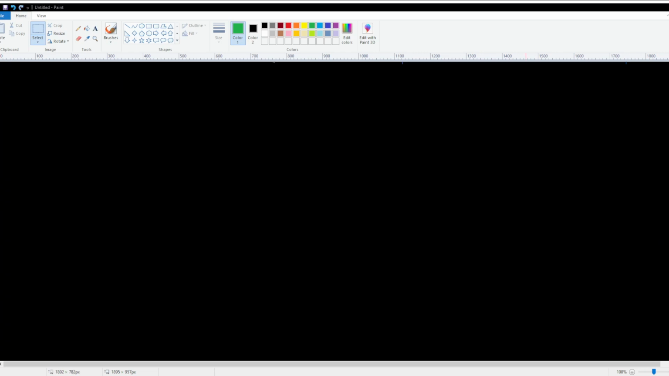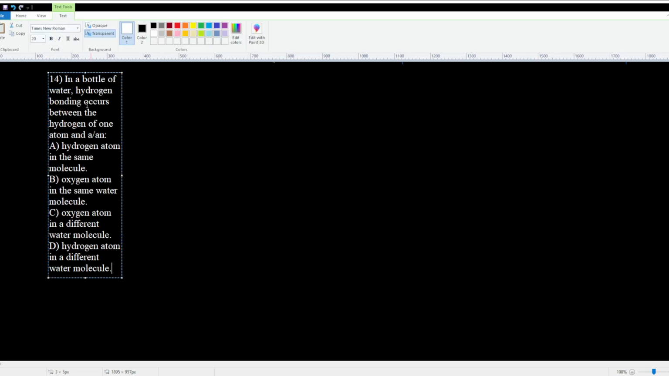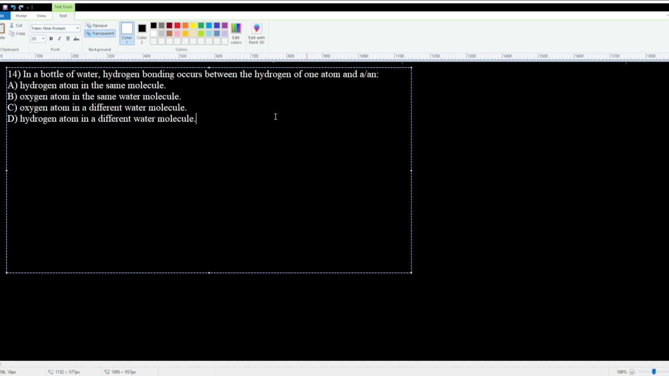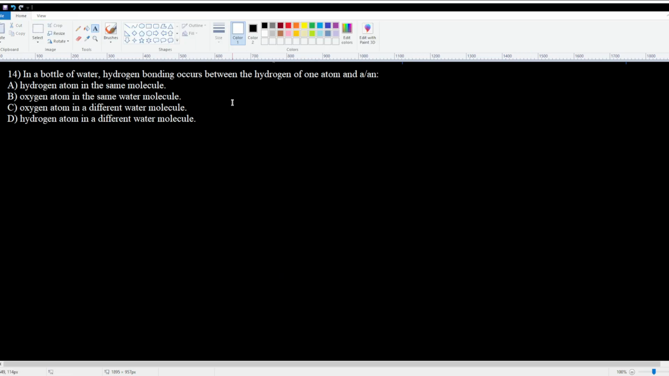Okay, moving on to question 14. So, question 14 is saying, in a bottle of water, hydrogen bonding occurs between the hydrogen of one atom and A, a hydrogen atom in the same molecule, B, an oxygen atom in the same water molecule, C, an oxygen atom in a different water molecule, or D, a hydrogen atom in a different water molecule.